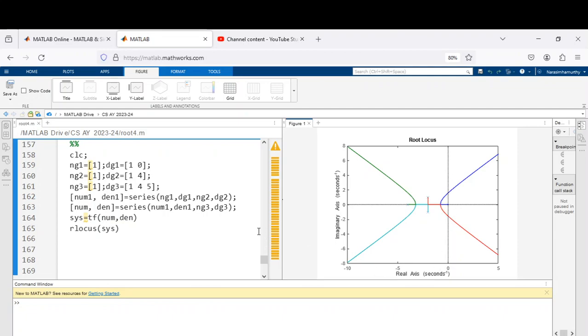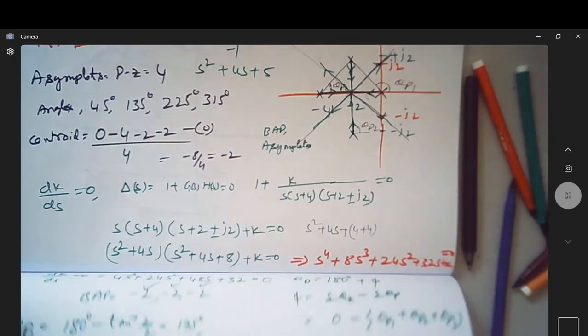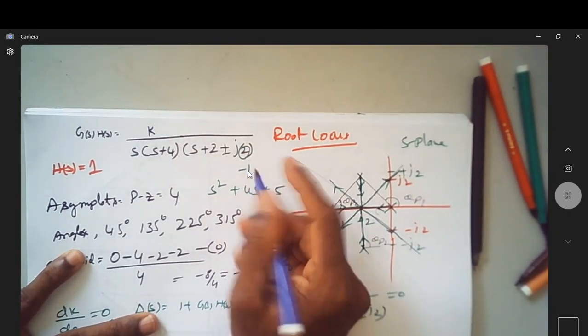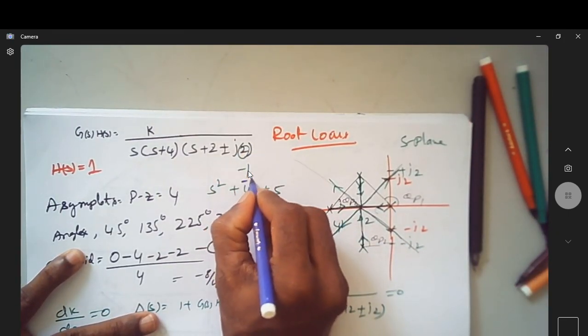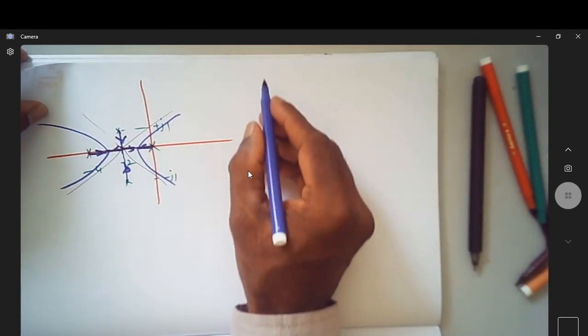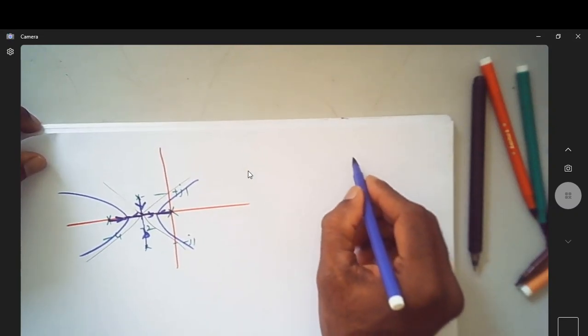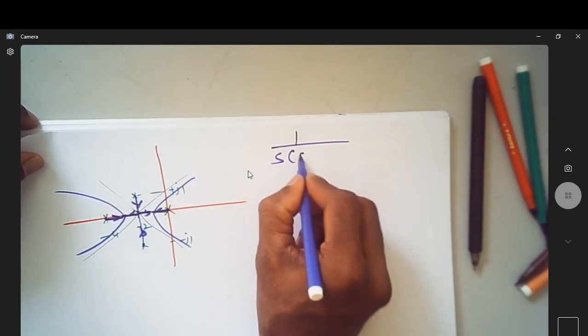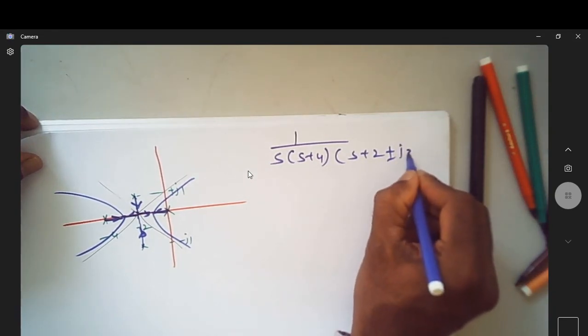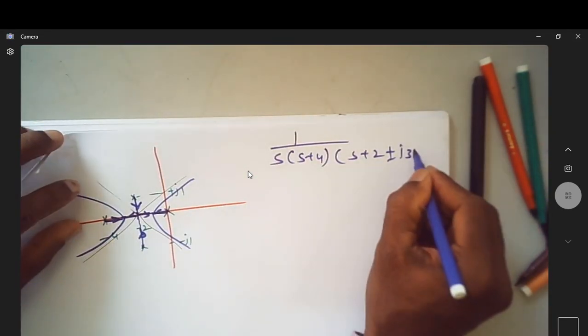In the next category, in the same category, instead of making it as -1, let us make it as -3 as your imaginary part. So I have a transfer function which is s into s plus 4, into s plus 2 plus or minus j3.